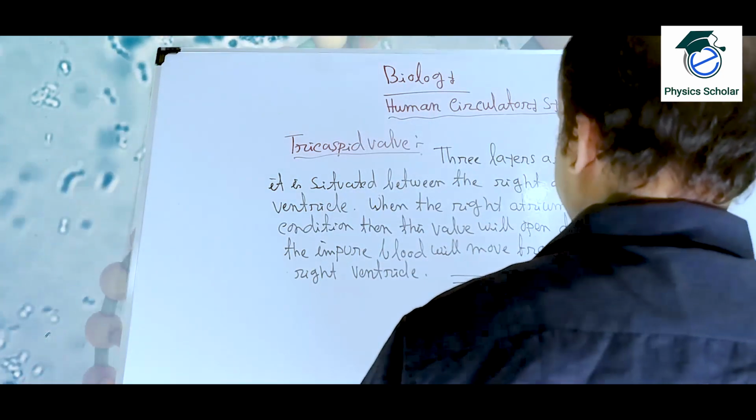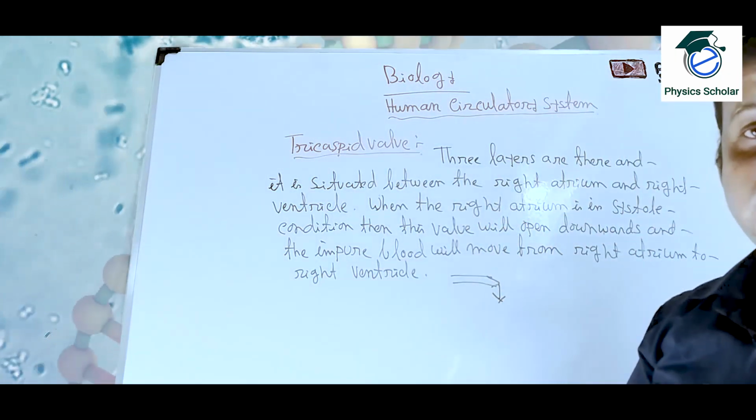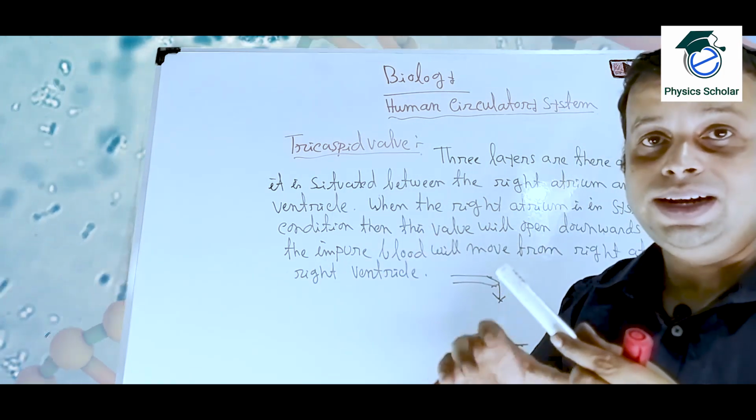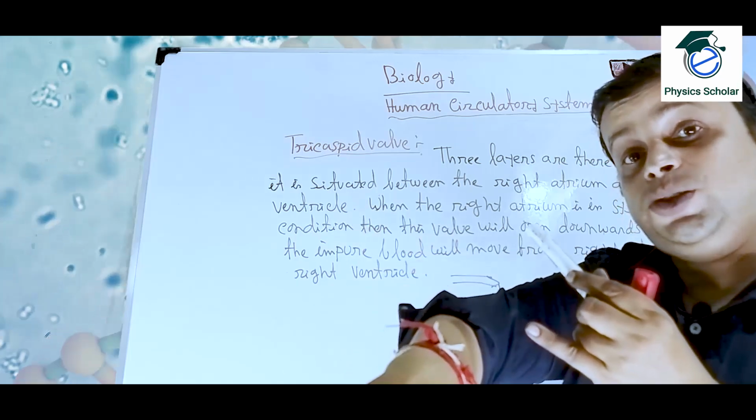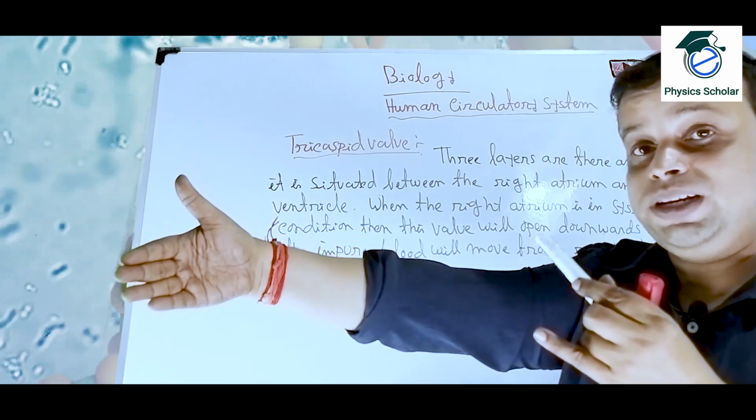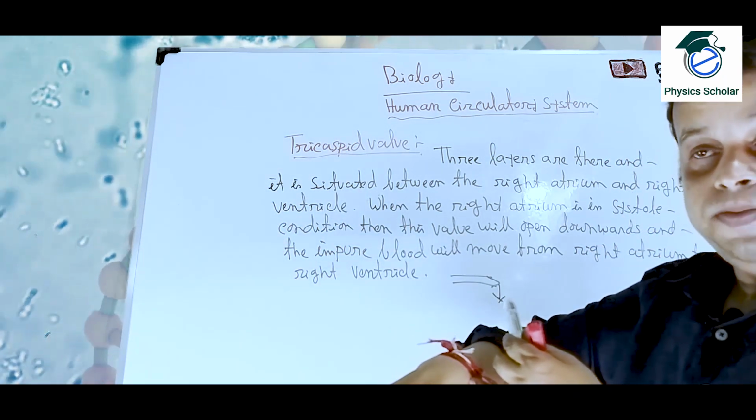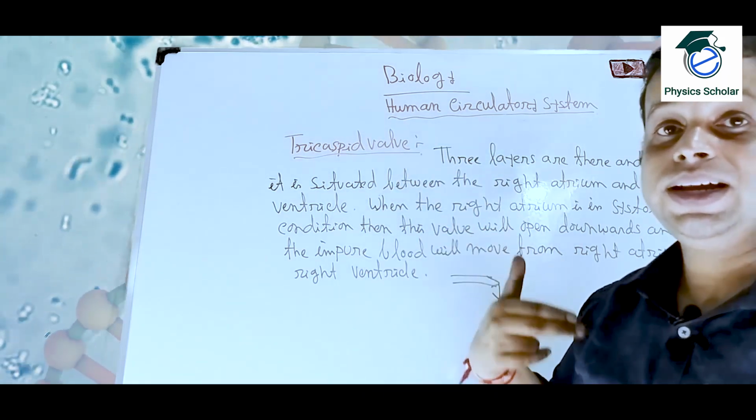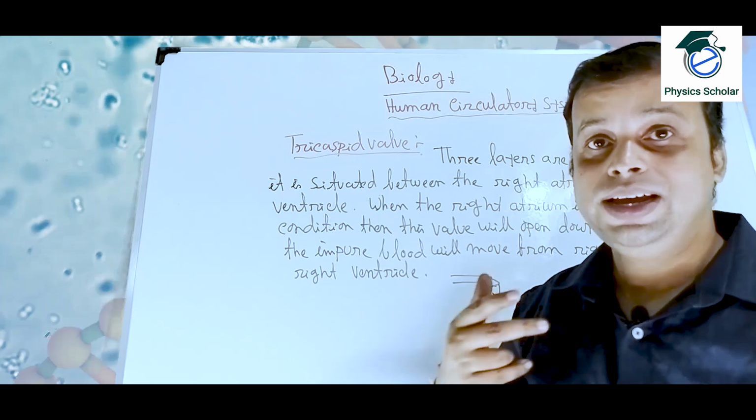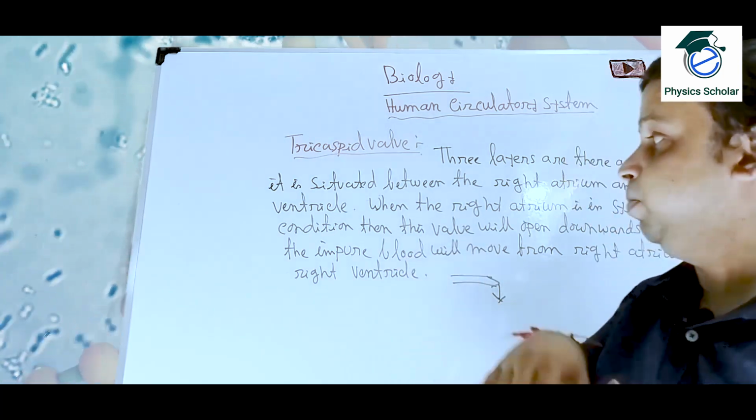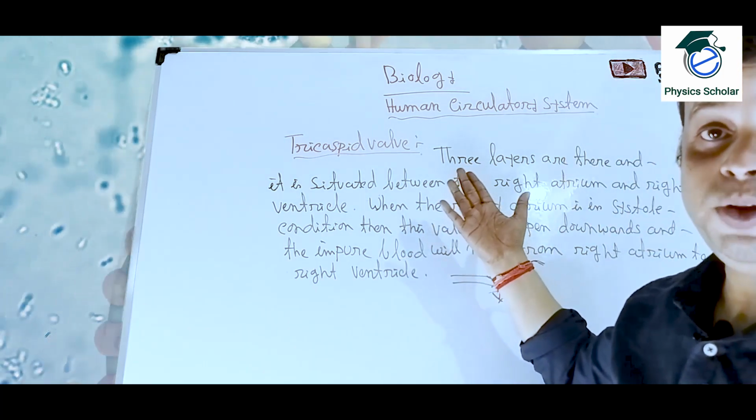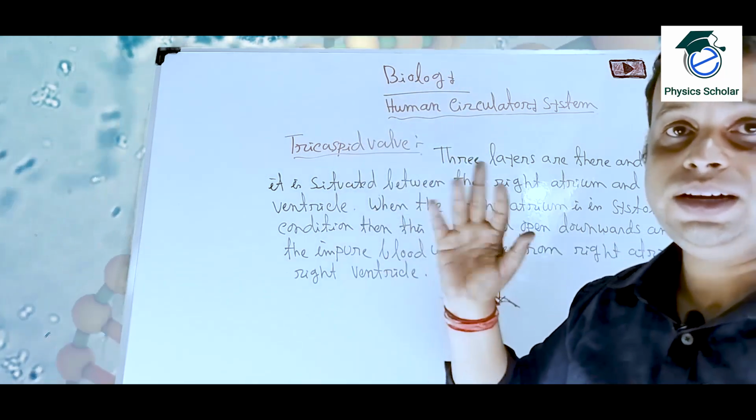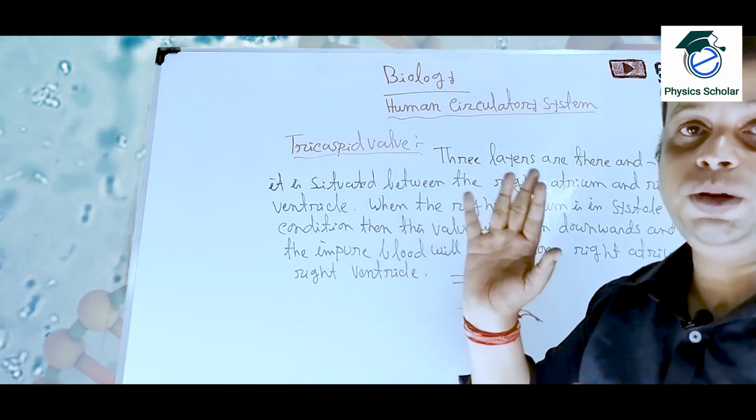So when the right atrium is in systole condition, it will give pressure on the blood. It will contract. Then what will happen? The mitral valve will open between the left atrium and left ventricle, as well as the tricuspid valve, that will also open between the right atrium and right ventricle. As I told, the right side deals with the impure blood. So which type of blood will be there? Impure. So impure blood will enter from the right atrium to the right ventricle when the tricuspid valve is opened.